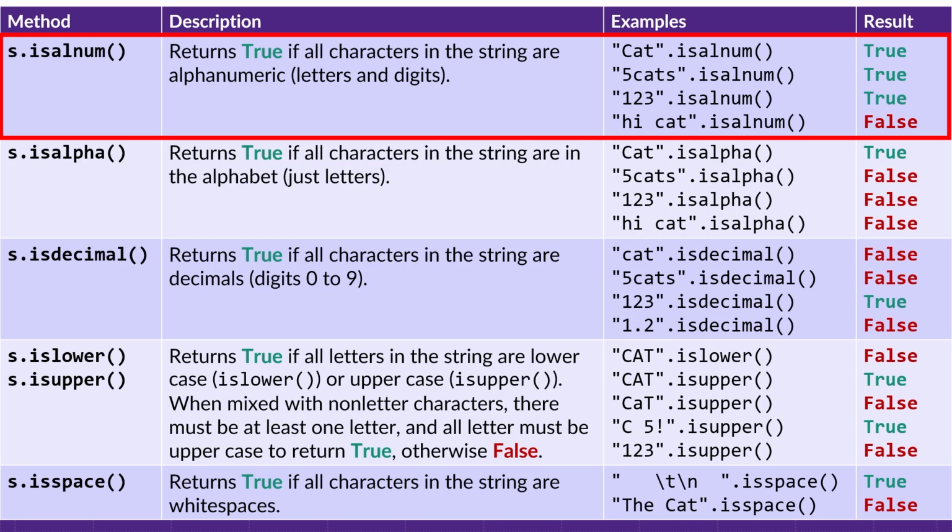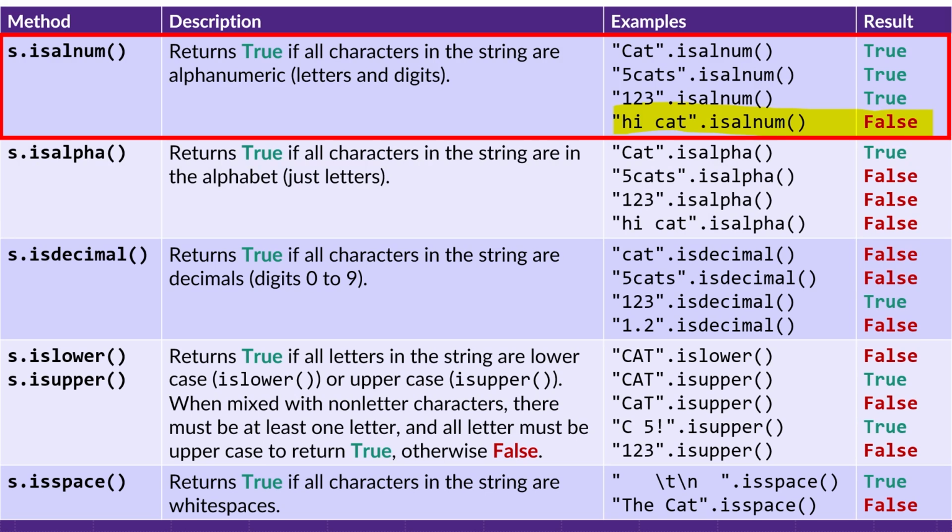So in some of the examples we have here, we see cat is true because they're all letters. 5 cats is also true because that 5 is a digit, so that counts. 1, 2, 3 is also true because those count as digits. Now, one important case to consider here is the hi space cat example, where it's returning false. The reason for this false is that space character.